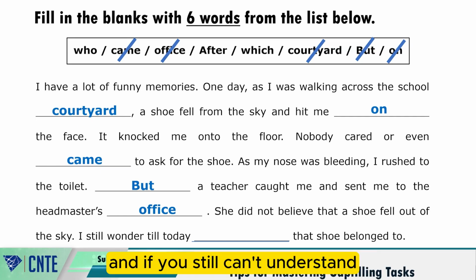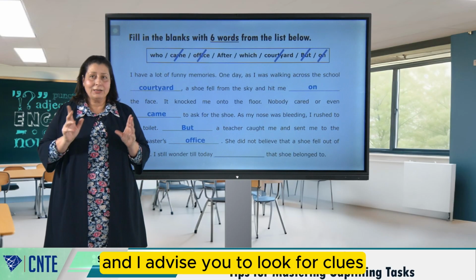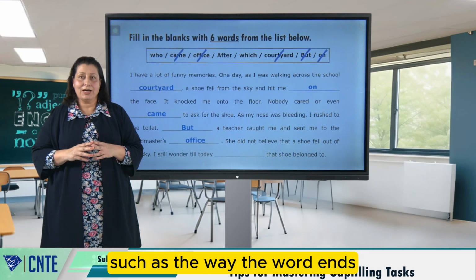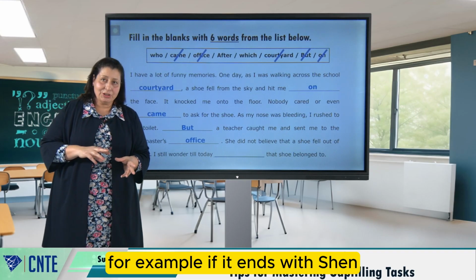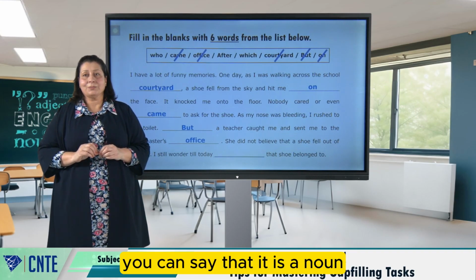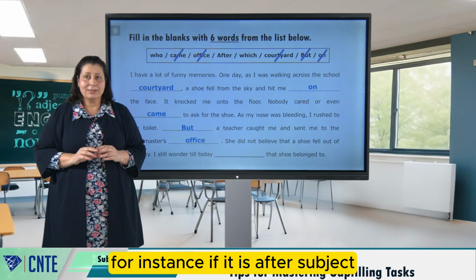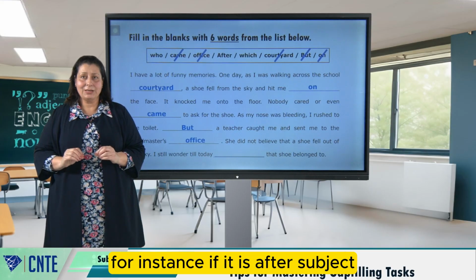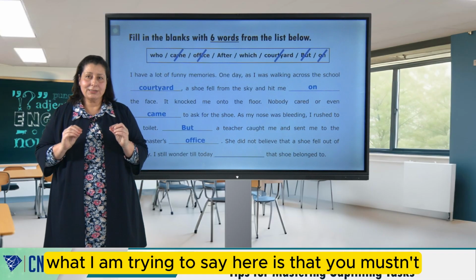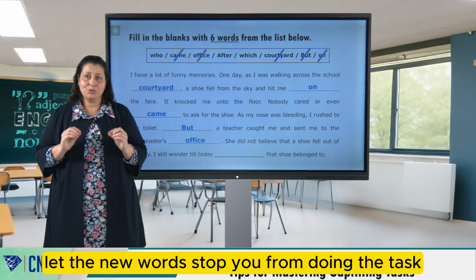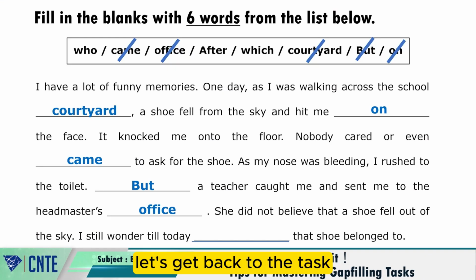And if you still can't understand it, try to guess if it is a verb or a noun, and I advise you to look for clues such as the way the word ends. For example, if it ends with -tion, you can say that it is a noun. Look at its place in the sentence too. For instance, if it is after a subject, it is most likely a verb. What I am trying to say here is that you mustn't let the new words stop you from doing the task. Okay, let's get back to the task.